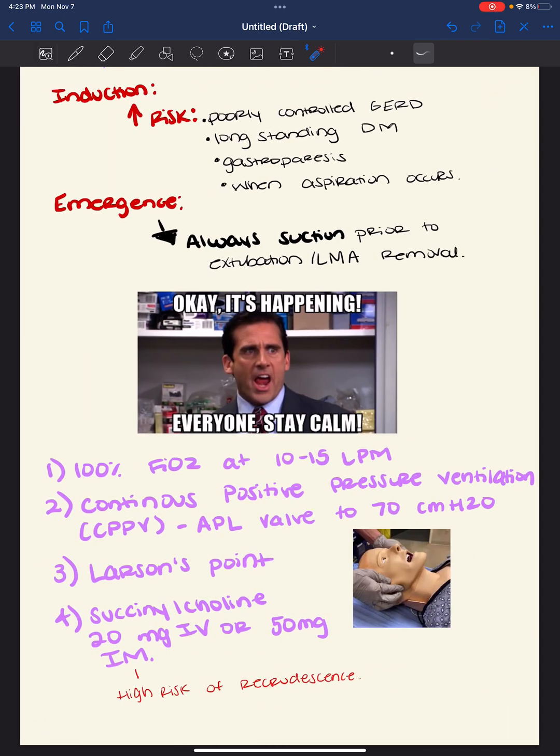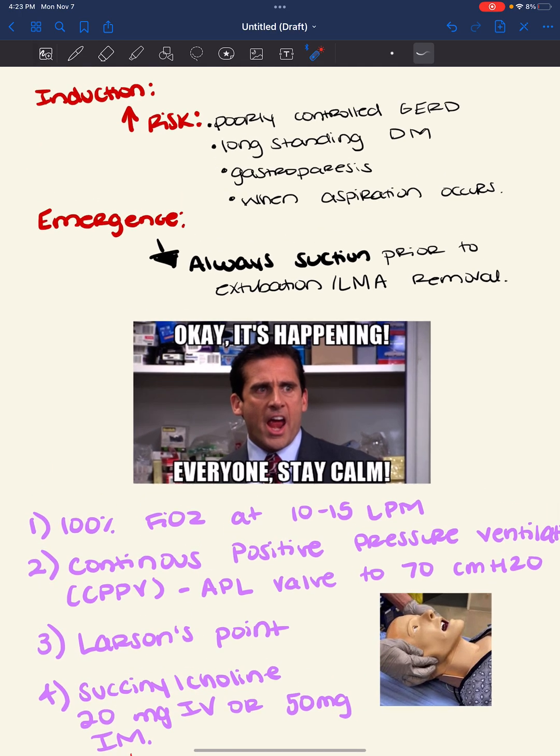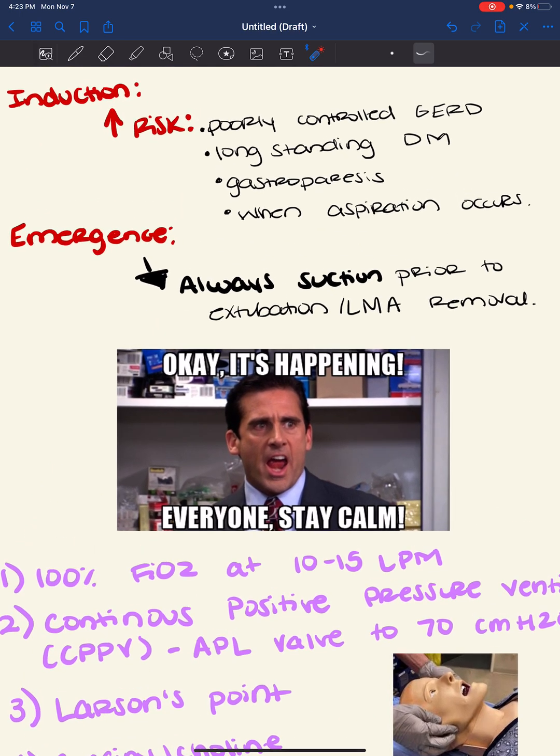Okay, so like I mentioned, highest risk would be during induction and emergence. So who's at highest risk during induction? It's going to be poorly controlled GERD, long-standing diabetics, gastroparesis, and whenever aspiration occurs. All of these have an increased risk of a substance coming in contact with your vocal cord, so there's going to be an increased risk for laryngeal spasm during induction.